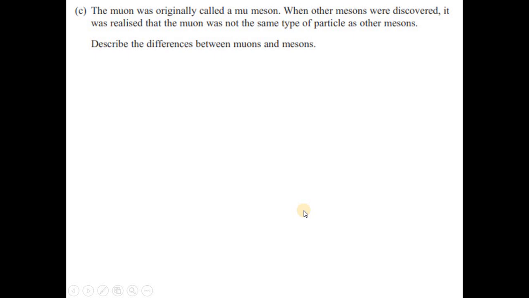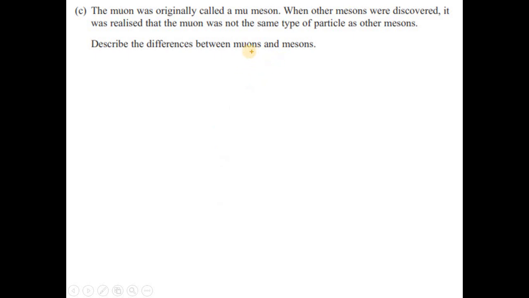The muon was originally called a mu meson. When other mesons were discovered, it was realized that muon was not the same type of particle as other mesons. Describe the differences between muon and mesons.